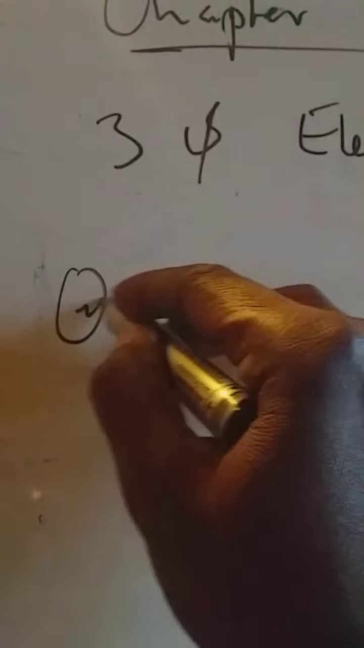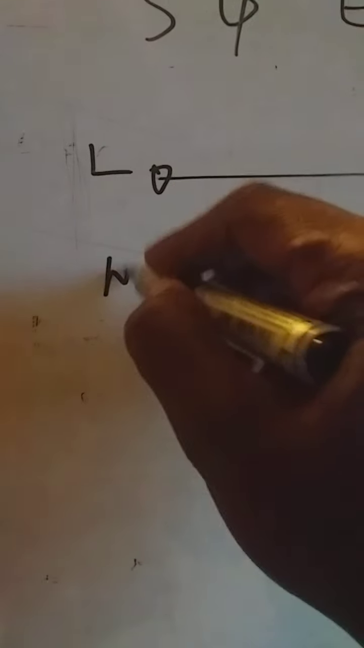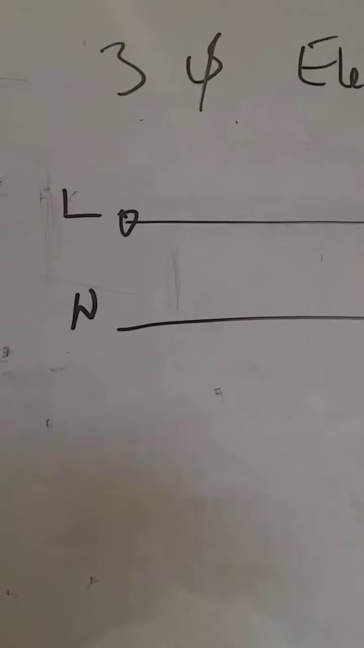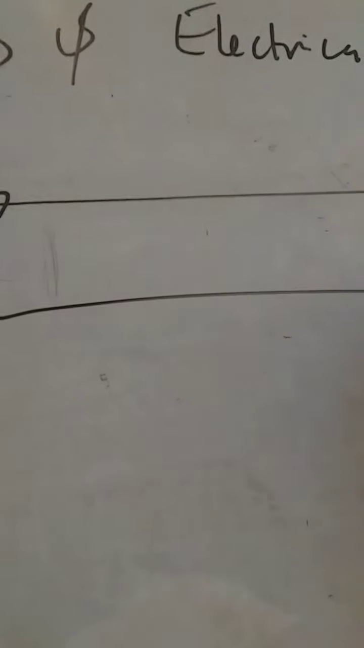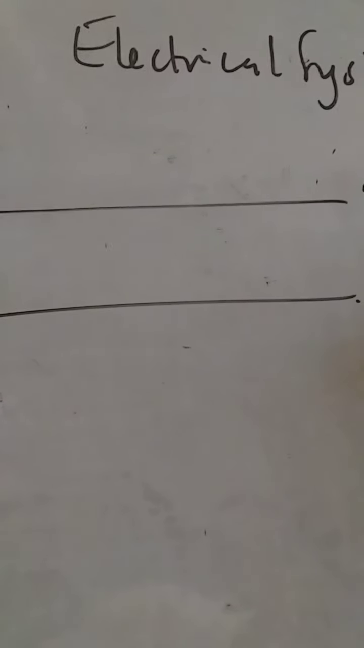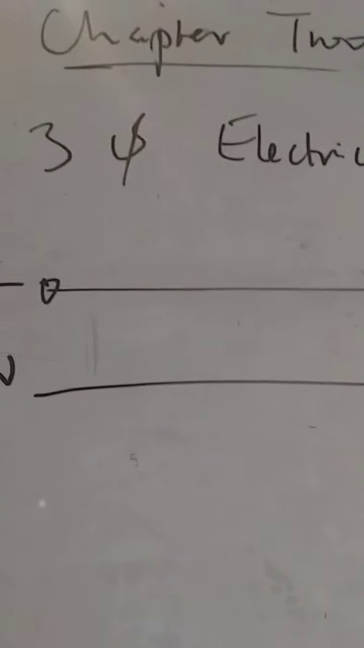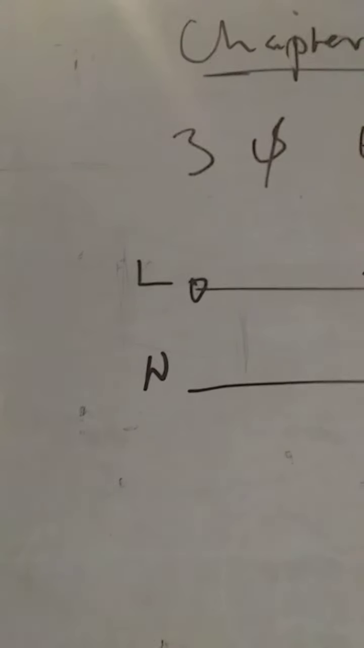Initially, it is possible to have one generator supplying a line whereby you have the live and the neutral. This is one generator. This one we call a single phase. A single phase is one that is made up of one line and one neutral.